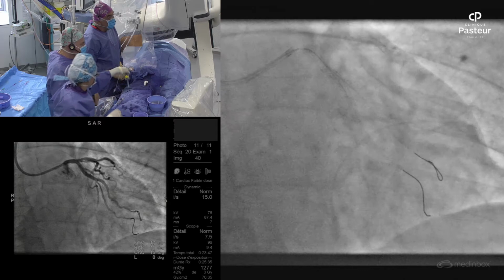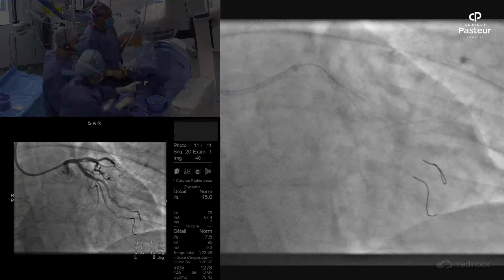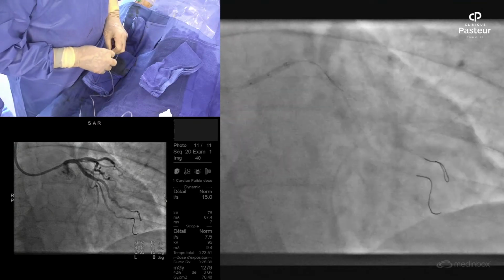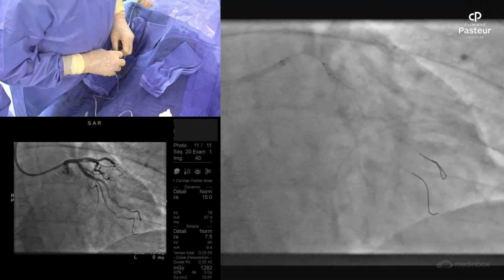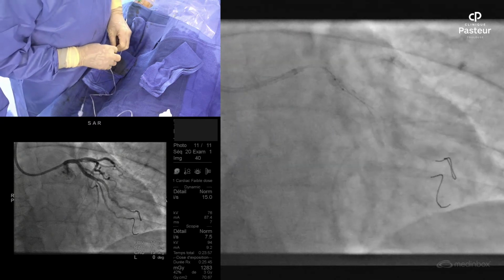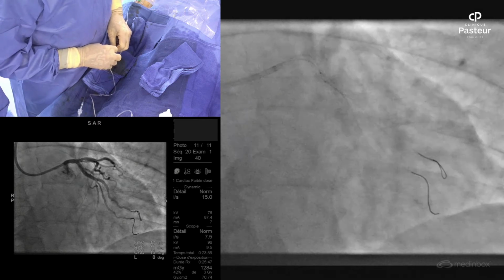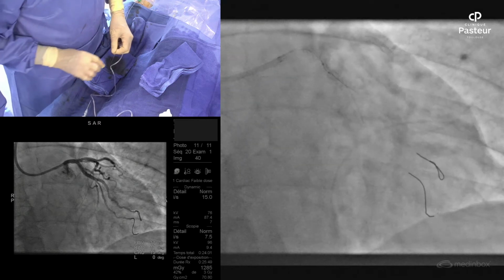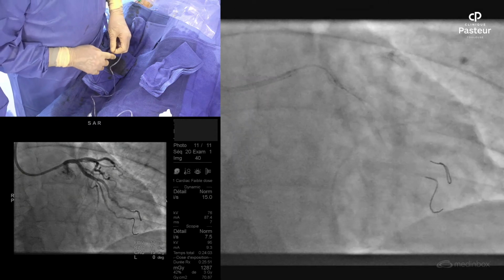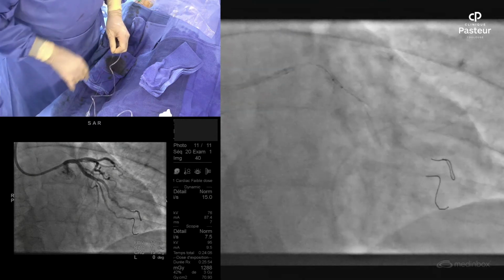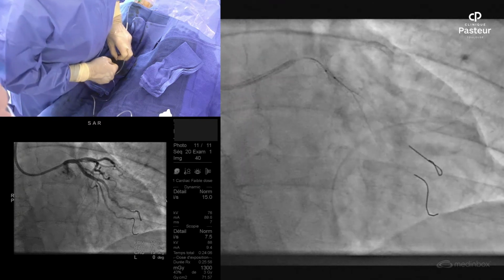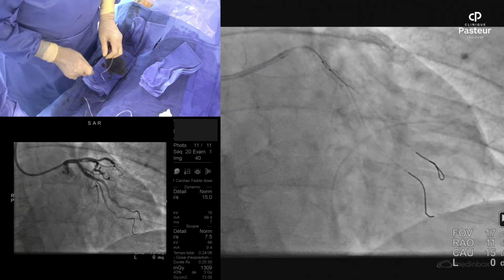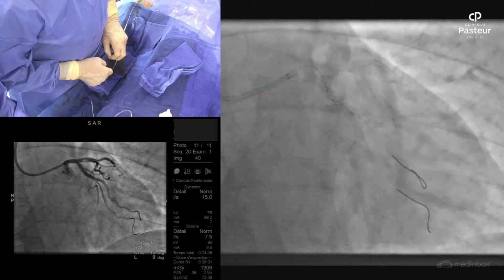But if you have started by the main branch, you can use a culotte technique. This is a possibility. So here is important, because we will have to advance slowly the wire, the balloon, proximal to the bifurcation. So I will see just. Yes, I think that we can remove the other wire. We could.